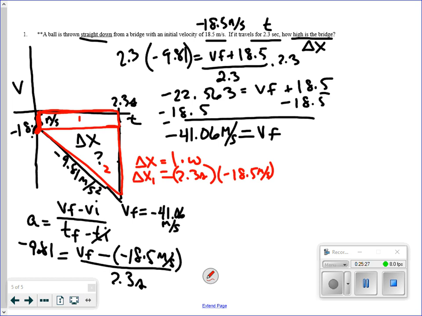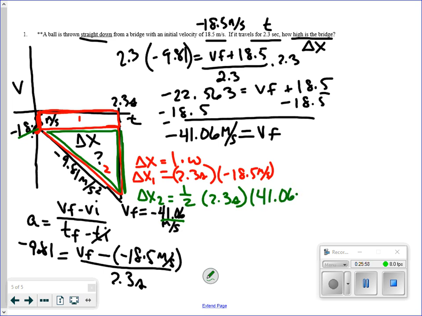The delta x of number 2 is going to be, let me pick a final color here, we'll pick green. It's going to be this triangle, right, and I got to do that one. So delta x2, that's going to be 1/2 base times height. The base is still 2.3. The height from here to here is going to be the 41.06 minus the 18.5. All right, I have to subtract those two. Minus the 18.5. And honestly, I think I just messed up the negatives there. So let's try that again.